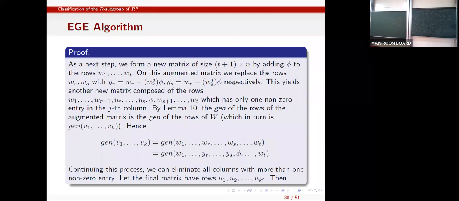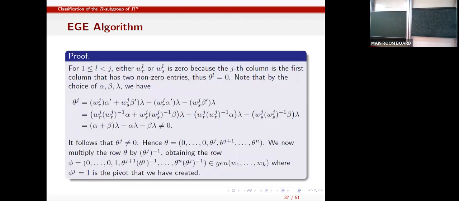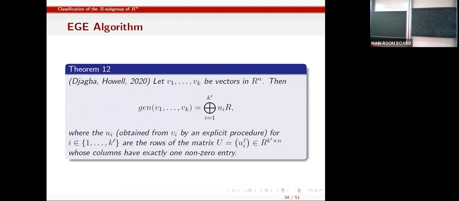Suppose that we have a matrix and we go to J plus 2, J plus 3, and we have other columns that have two more entries. We can do the same procedure until we eliminate all the extra non-zero entries at every column. And this will give us this final result, that the gen can always be presented as this, such that in the final matrix that we are getting, every column should have only one non-zero entry.